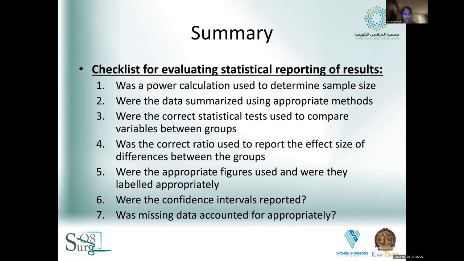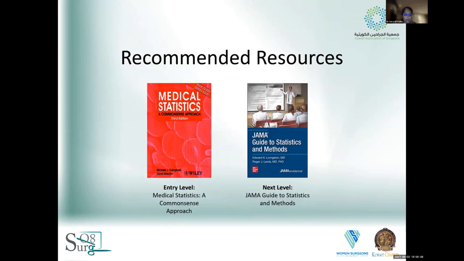Number 5, were the appropriate figures used and were they labeled properly? Number 6 is really important. Were the confidence intervals reported? Because this tells you clinical significance. And number 7 is, was missing data accounted for appropriately? So I think if you look at the statistical part of a results section and you just run through these things, it will give you an idea of how well it was done.